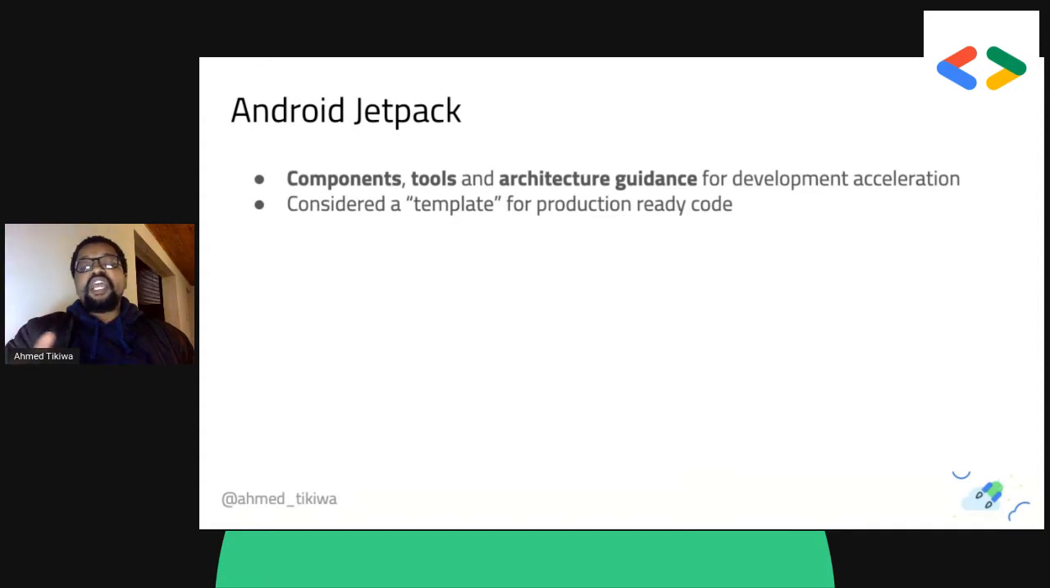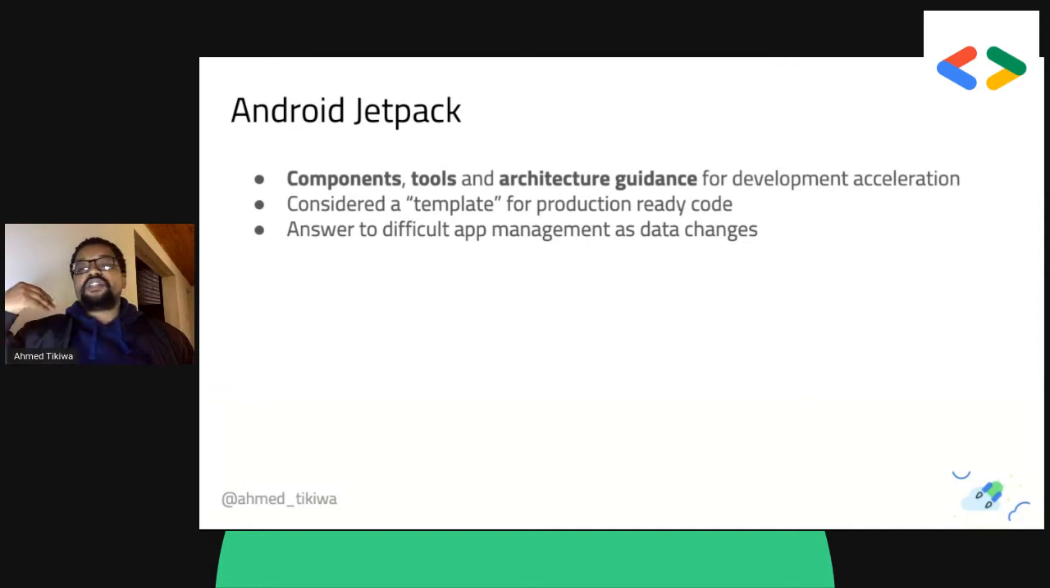Because of what they've brought in as part of Jetpack, you can say that every particular component can constitute components that you can use in a production-ready app. So it becomes a template. And the one thing that they wanted to address was that developers said, you know what, data is always changing, things are always changing, and it's always difficult to keep up with all these changes, so we need help here. So they heard that call and said, we're going to build this thing to help you manage these data changes as they go by.